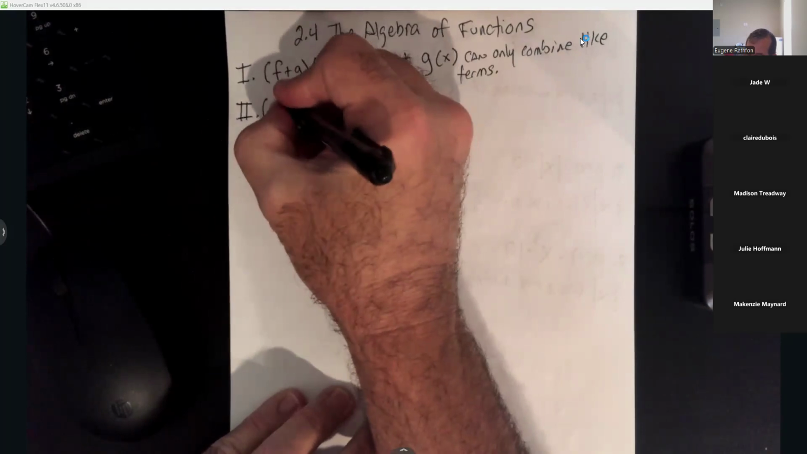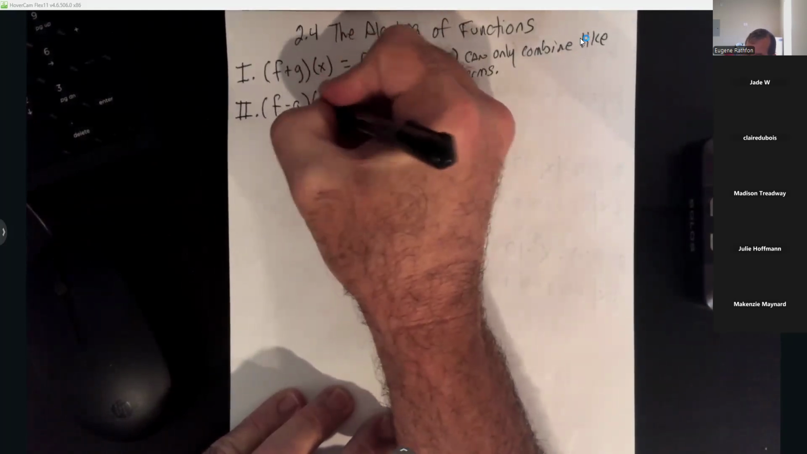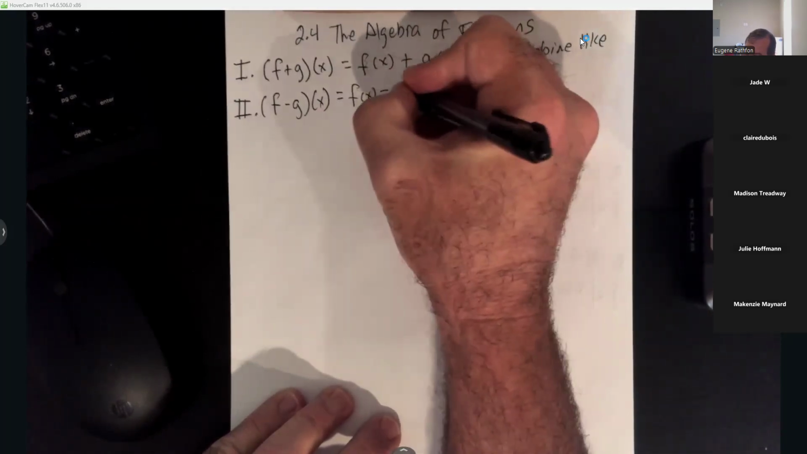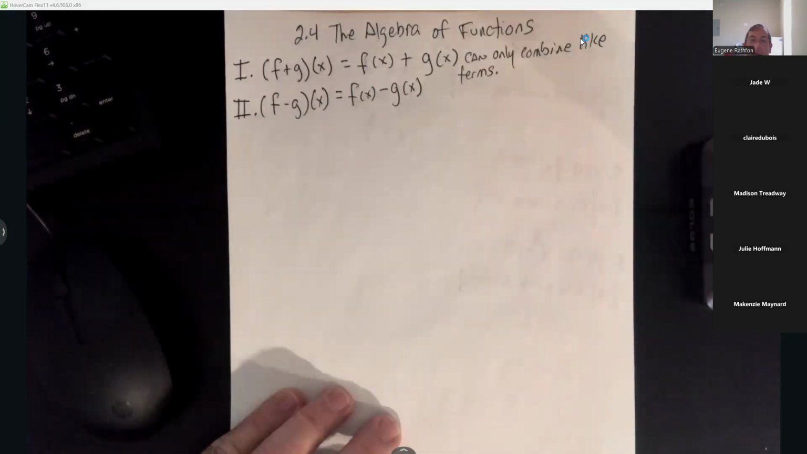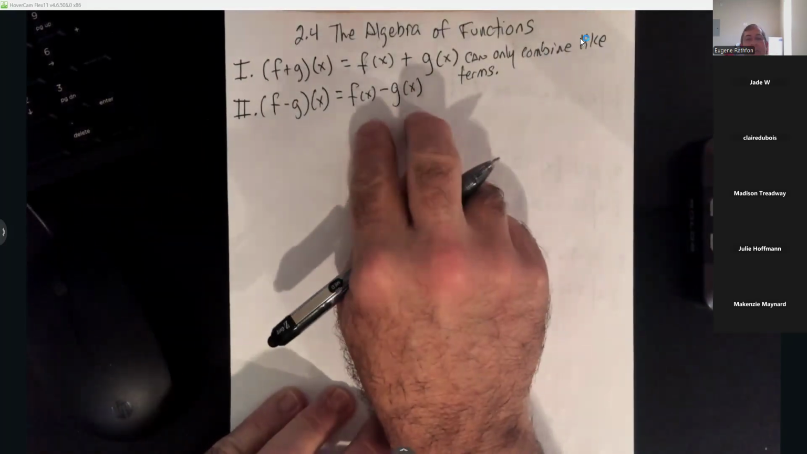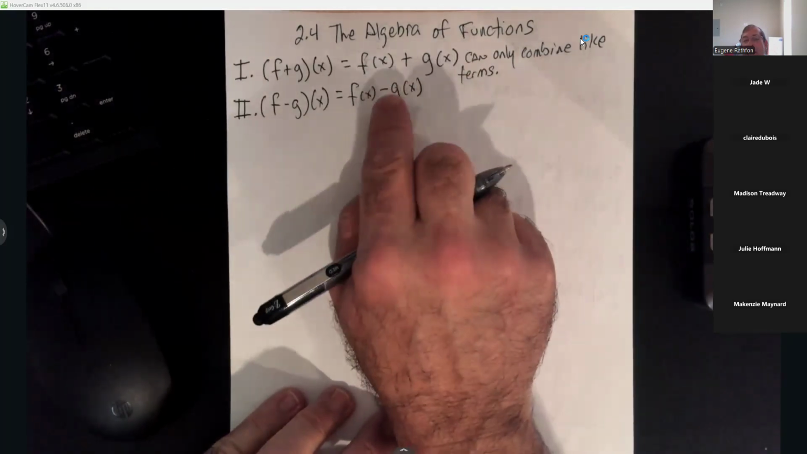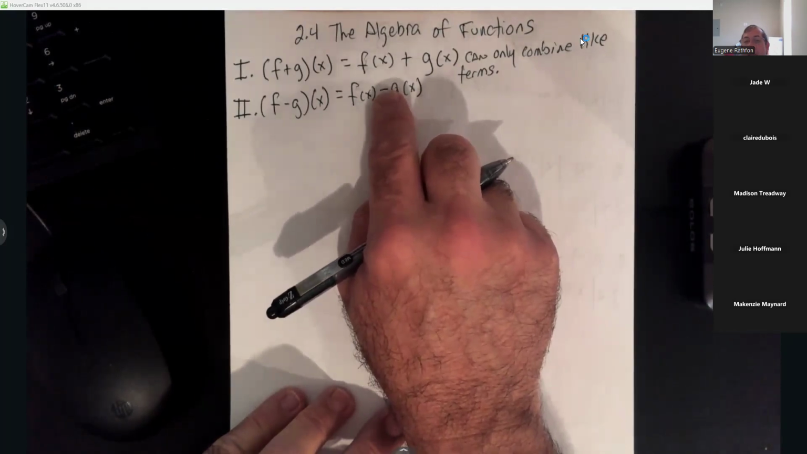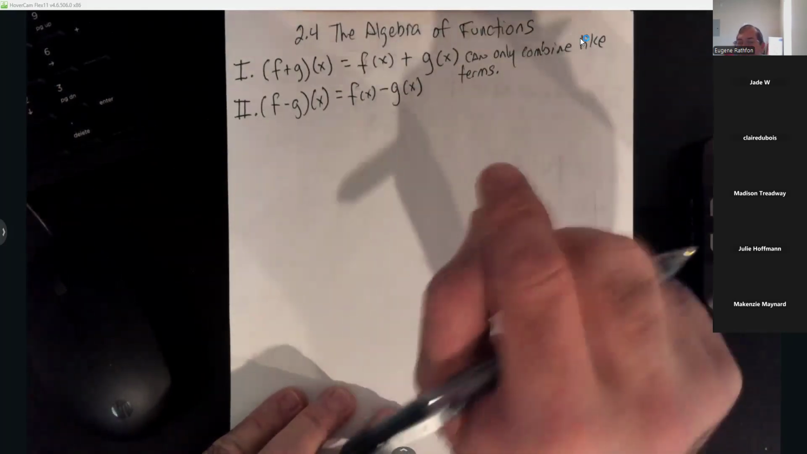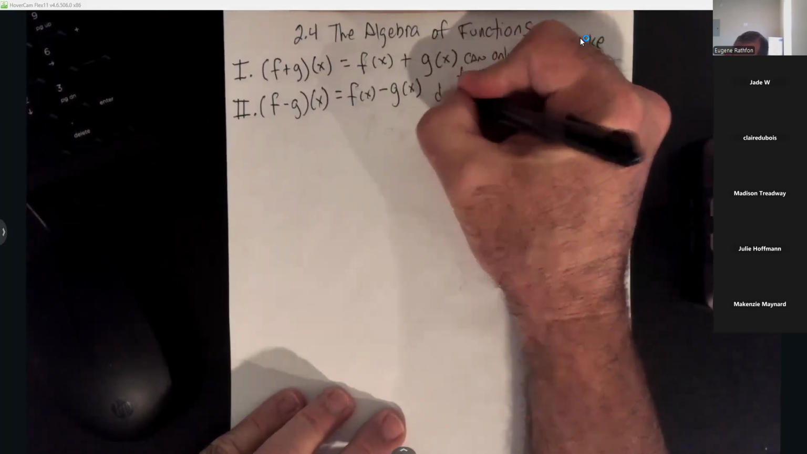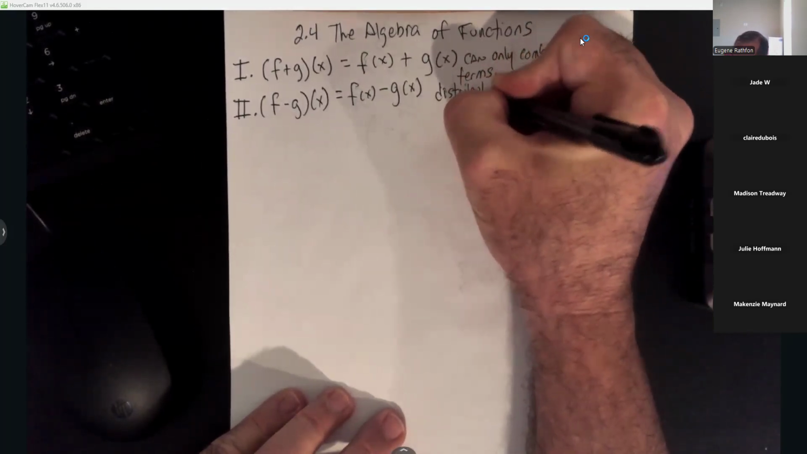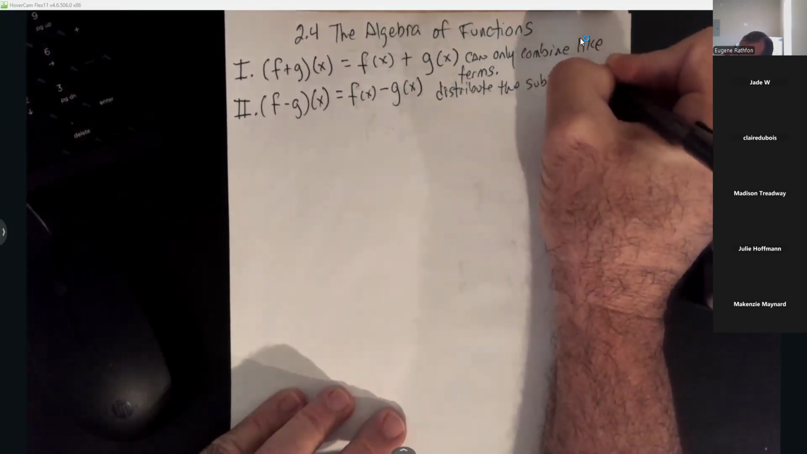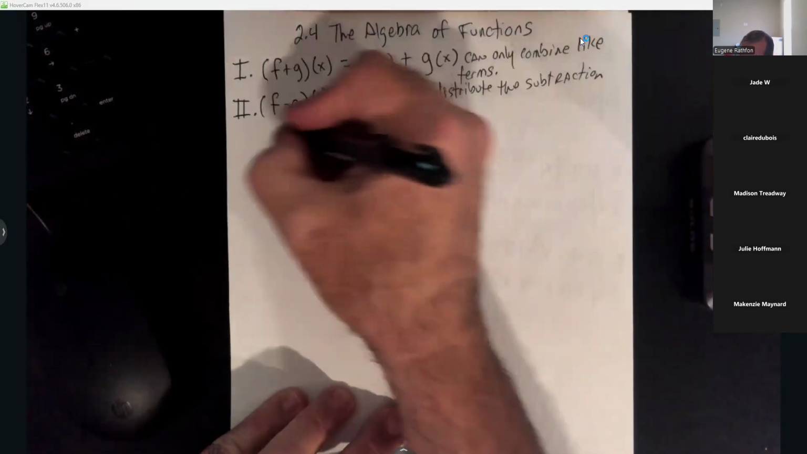All right, next is f minus g of x. That's going to equal f of x minus g of x. Now, subtraction is similar to adding. There's only one thing we got to do before we combine like terms. You got to distribute that negative into the second parentheses. So you're going to distribute the subtraction through the second parentheses.